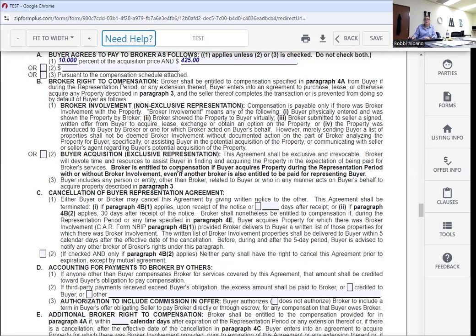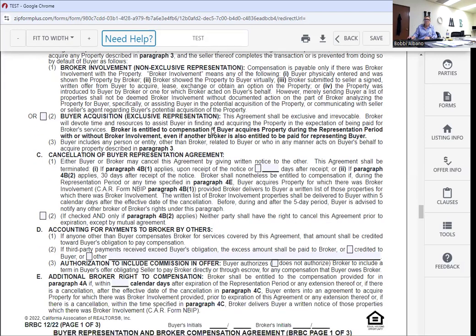So what this is saying is that if this is an exclusive representation agreement, then it doesn't matter if there was broker involvement or not, because you have an exclusive agreement with that buyer. That buyer is telling you, no matter who I close this property with, you are entitled to compensation because I signed an agreement with you saying that I will pay you. So this is another good reason why you want to have an exclusive agreement in case they go and they close the property with another agent.